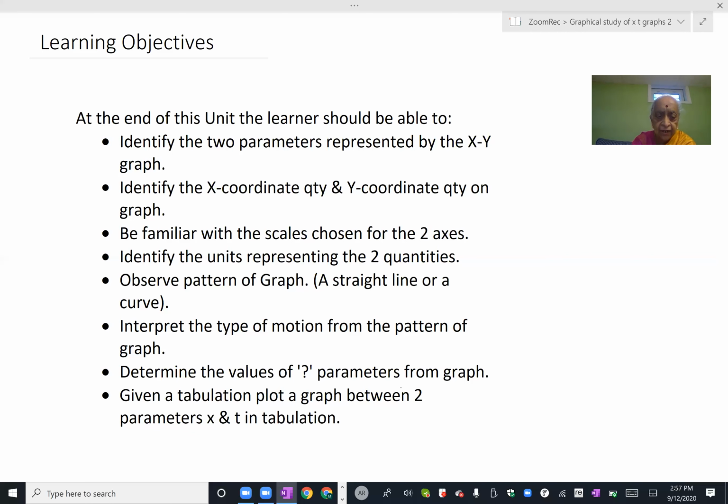Therefore, that is another skill. Extra skill will be yourself drawing the graph given a tabulation. For the first part, it will be only tabulation and the graph, and from the graph, you have to make the study of the type of motion. This is the aim of the thing.